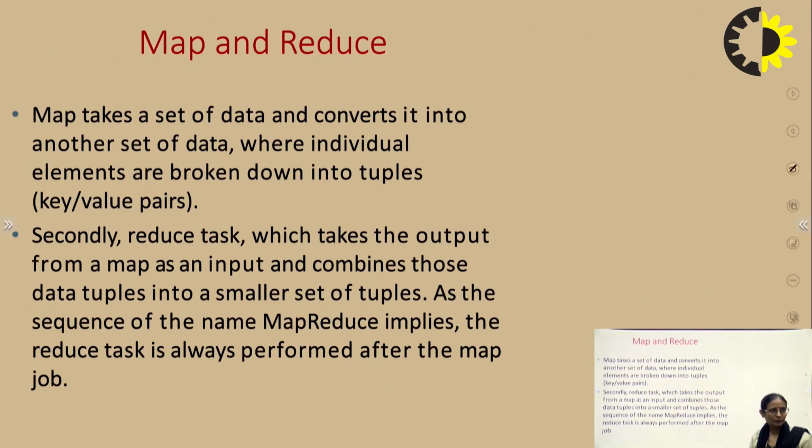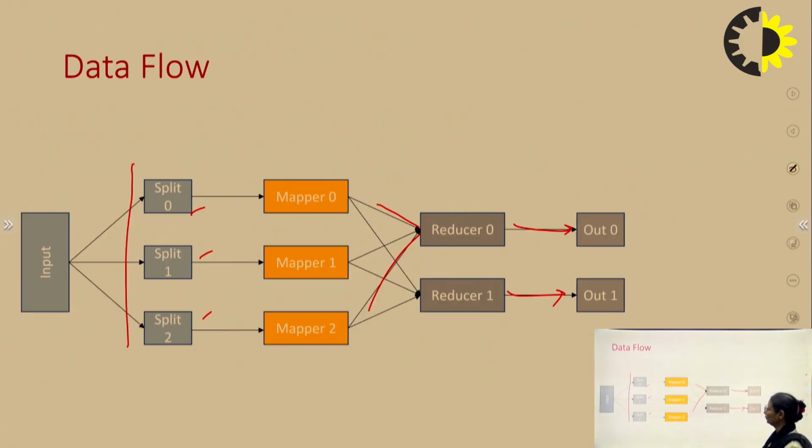So the map function takes a set of data and converts it into another set of data, where individual elements are broken down into tuples. That is, we have data and we break it down into key-value pairs. Secondly, the reduce task comes into the picture, which takes the output from a mapper as an input and combines those data tuples into a smaller set of tuples. As the sequence of the name MapReduce implies, the reduce task is always performed after the map job. That is, this data flow is always maintained. First we do the mapping and then we do the reduction.